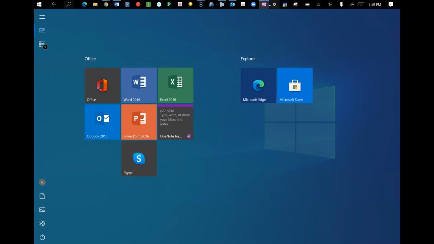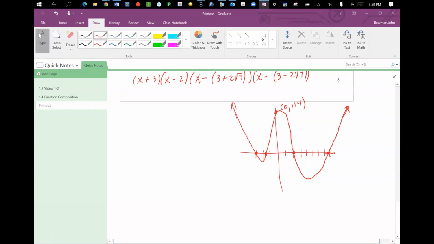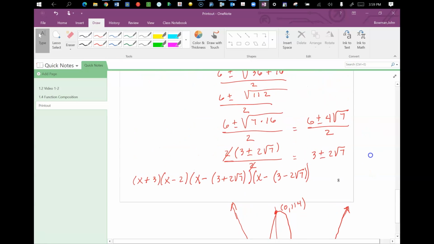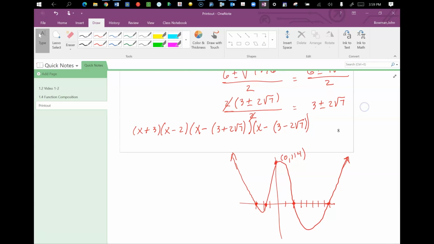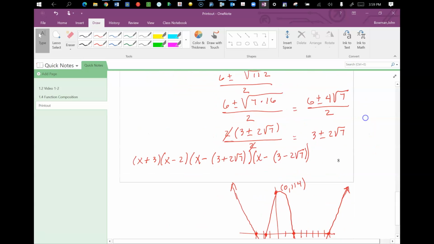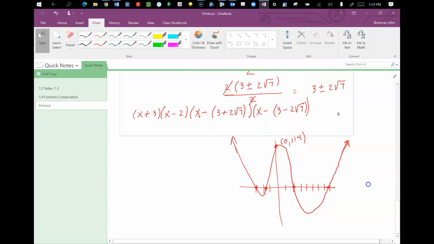So that's how you factor polynomials that have irrational zeros. You use the rational zeros, use synthetic division to reduce it down to either a factorable quadratic like the first example, or a quadratic where you use the quadratic formula.